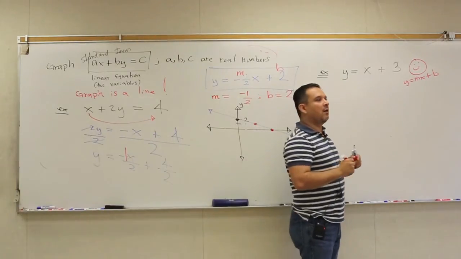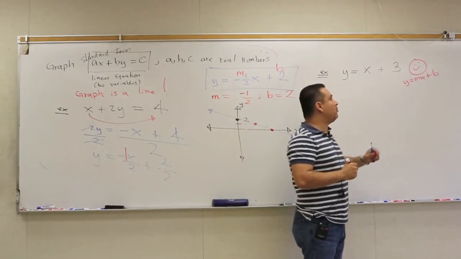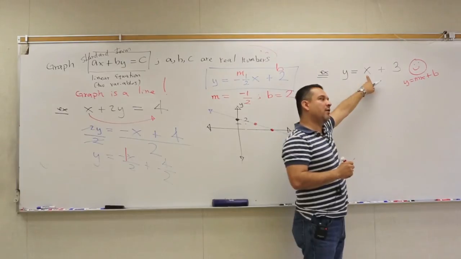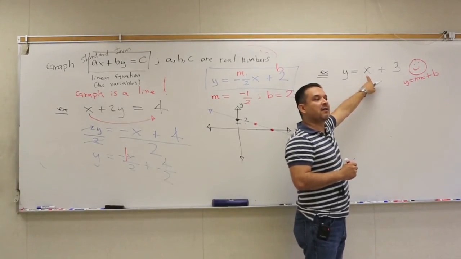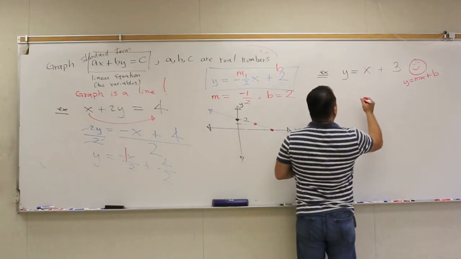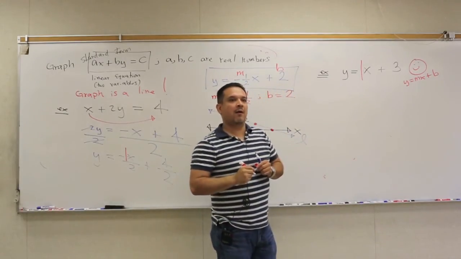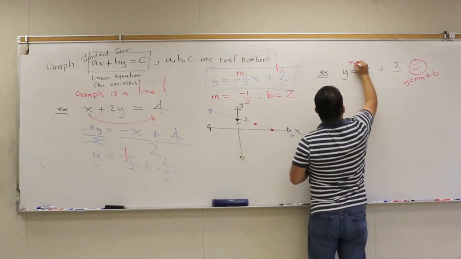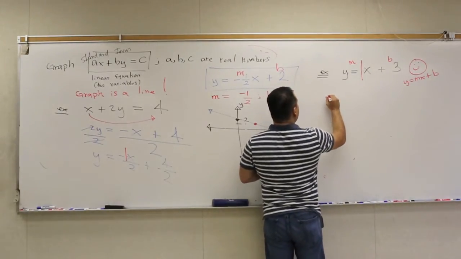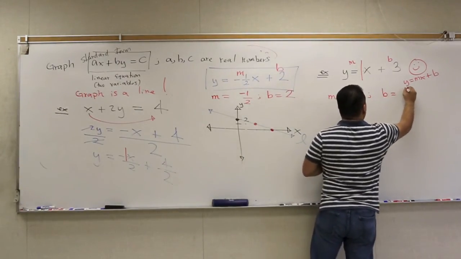Anybody know? The slope is always a number. It's never a letter. Don't tell me the slope is x. If you tell me the slope is x, uh-oh, that's wrong. Slope's a number. It's the number multiplied to x. You may say, I don't see a number multiplied to x. Well, isn't it true that 1 times anything is itself? So now your slope is 1. Your y-intercept is 3 still. So I'm going to put down here, my slope is 1. Y-intercept is still 3.